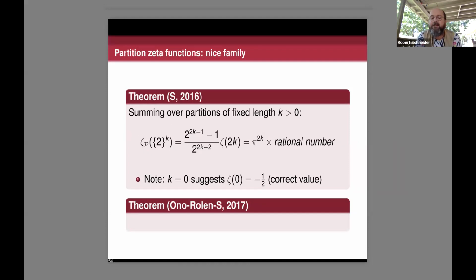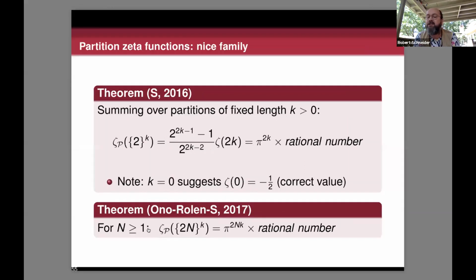With two of my collaborators, Ken Ono and Larry Rolen, we found the next year that this identity extends further, to any even argument and any length of partition. We get rational multiples of even powers of pi. This is really fascinating. I just want to point out that the k equals one case is all of Euler's cases, partitions of length one, just the number itself. So here we have infinitely many generalizations of Euler's theorem, the k equals one case.